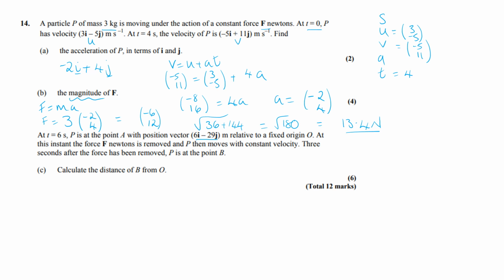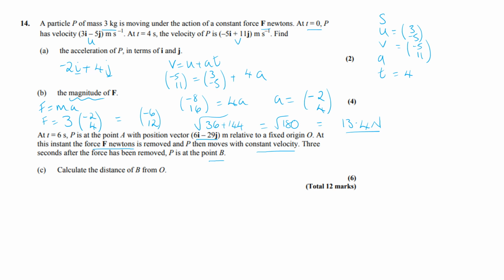Now we're told at 6 seconds, P is at point A with position vector (6, -29), and at this point the force is removed and then it moves with constant velocity. 3 seconds after the force has been removed, P is at point B, and we're being asked to find the distance from the origin to B.